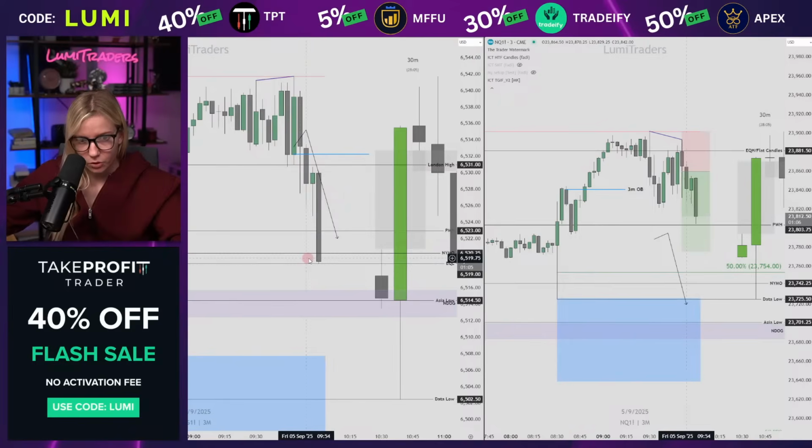So at this point, since it left equal lows, I would like to see us breaking below this. This is what I want to see. You go to this new day opening gap.